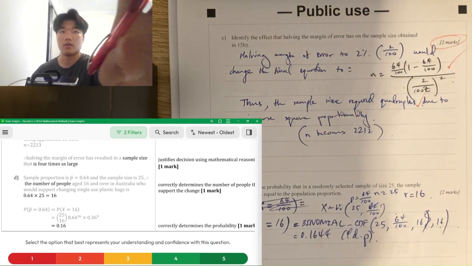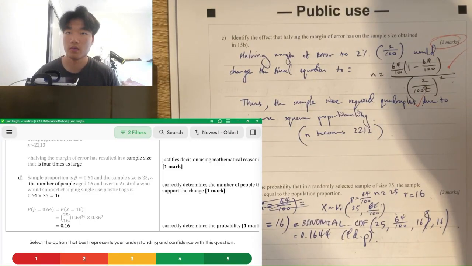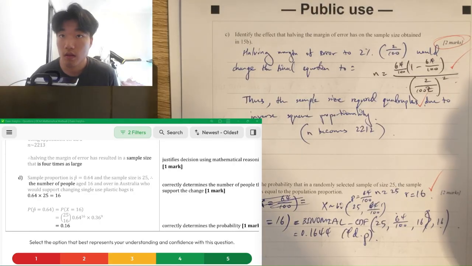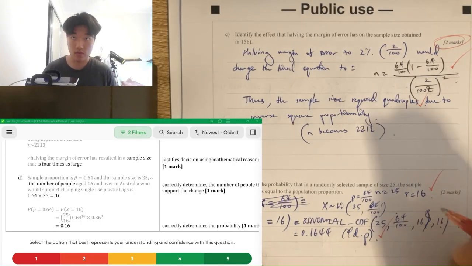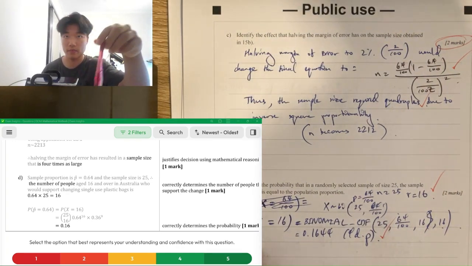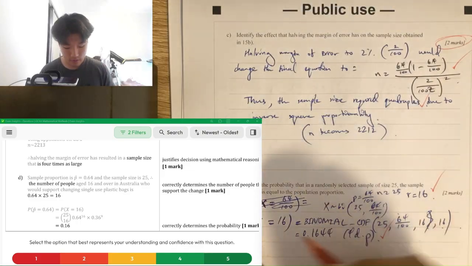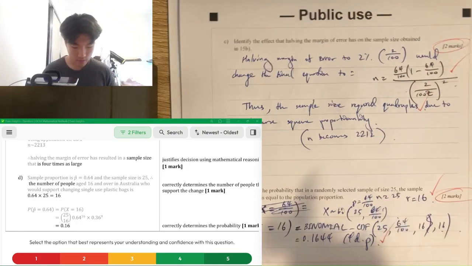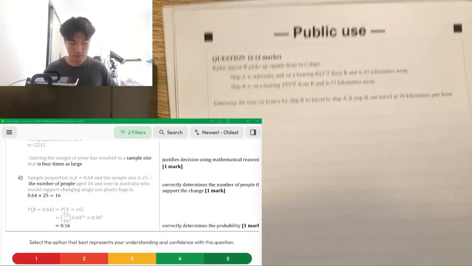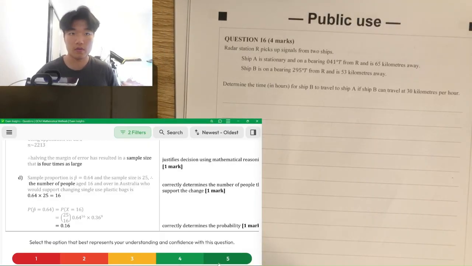It determines the number of people that support the change. 16. 0.16. Look at that. Yeah, okay, so this is exactly what I was talking about. So you can use the formula that's shown in light gray, but I just use the cumulative density function because why not? Okay, I'm surprised I got that one.